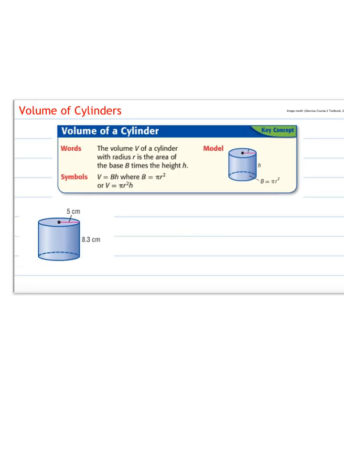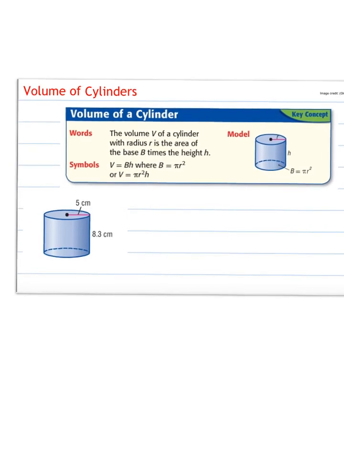Volume of a cylinder. A cylinder is a three-dimensional shape with circles for bases. So to find the volume of a cylinder, you would take the base times height, where base is pi r squared. So again, the area of the base, since the base is a circle, we use pi r squared, and then we multiply it by the height. So it shows you here how to find the volume of cylinders.